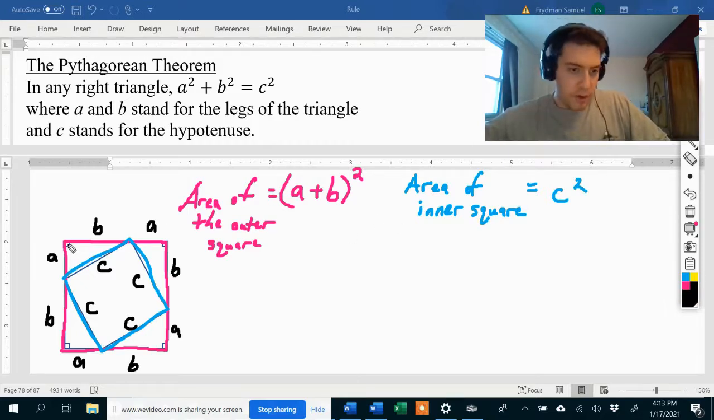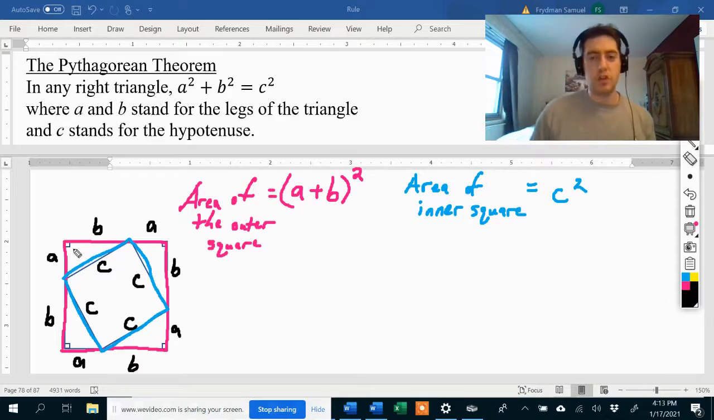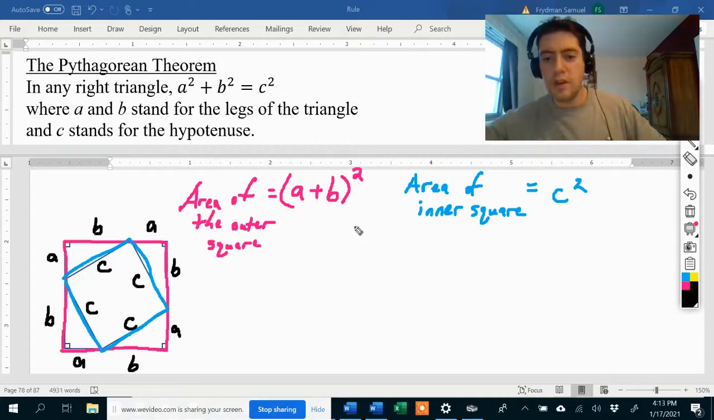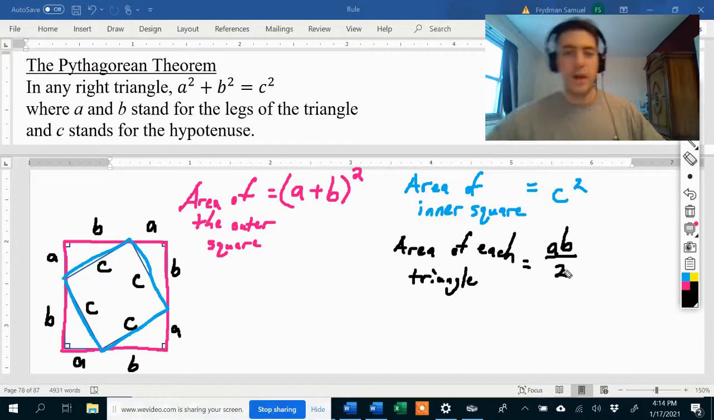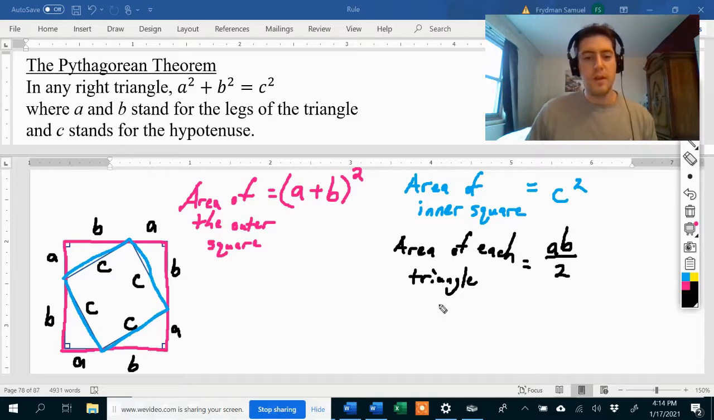And now what about the areas of all of these triangles over here? Well, how do we find the area of a triangle? To find the area of a triangle, we multiply the base times the height. It's maybe easier to see it from this one here. We could call this the base, and we could call this the height, and then we divide it by 2. So the area of each triangle is equal to A times B divided by 2. That's how we find the area of a triangle, okay?